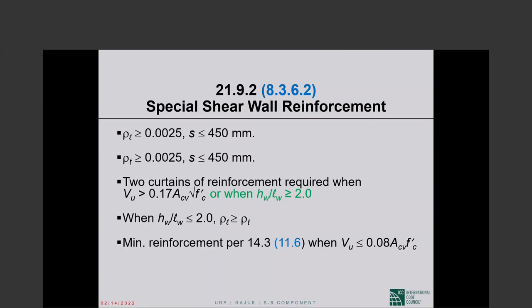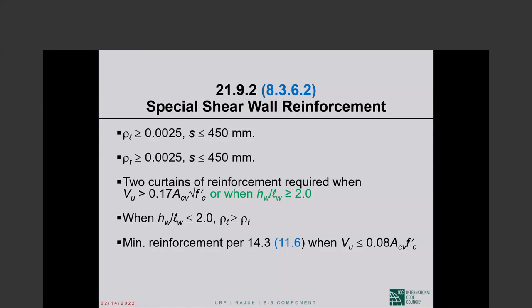Now, the rho sub t, the horizontal shear reinforcement required, you will determine it by calculation, but under no circumstances shall it be any less than 1/4%, and the spacing shall not exceed 18 inches. So I should have pointed at that. Okay, so the horizontal shear reinforcement, irrespective of how much you need, shall not be any lower than 1/4%, and the vertical spacing shall not exceed 18 inches.